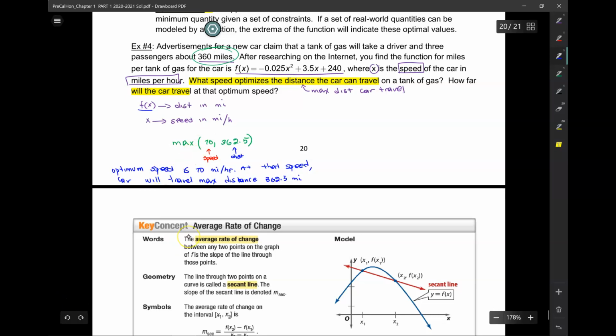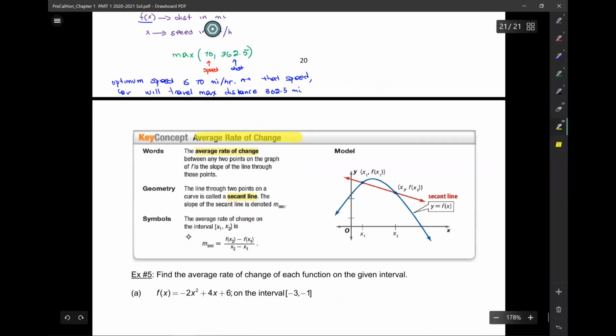Okay. Let's move on to average rate of change. On a scale of 1 to 10, how important is this? Well, just like everything else we learned in section 4, this also has a level of importance of about 10.5 on a scale of 1 to 10. And that goes for everything in this lesson. All right, so let's talk about average rate of change.